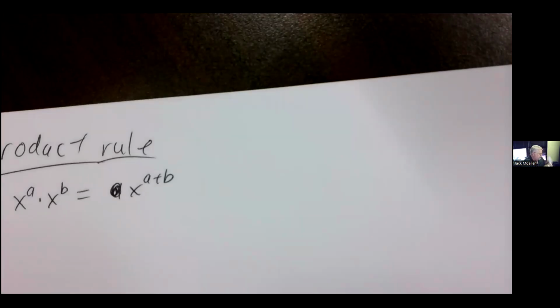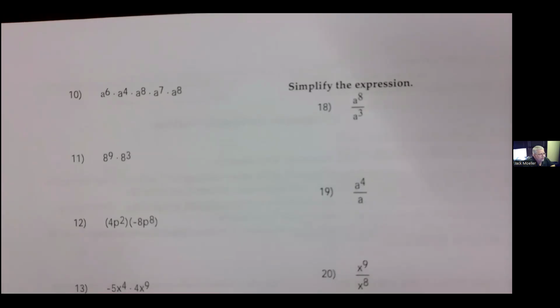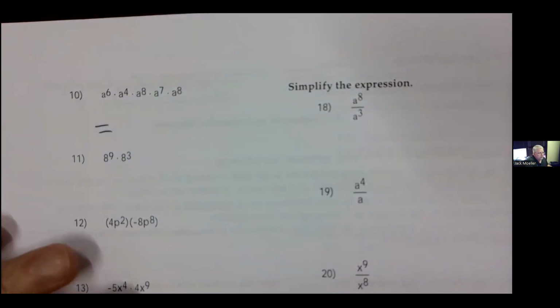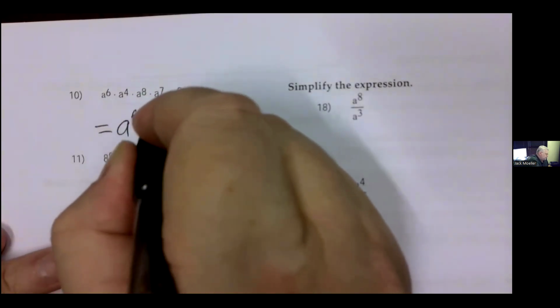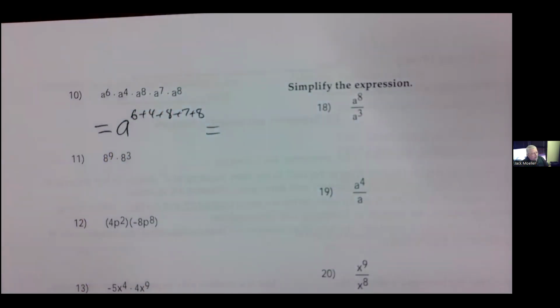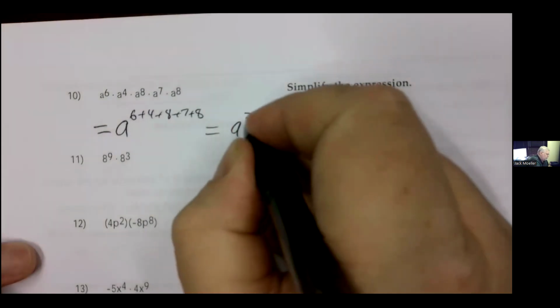So this one looks messy. Number 10, a to the 6th times a to the 4th times a to the 8th times a to the 7th times a to the 8th. Well, it turns out it doesn't matter how many terms we're multiplying, those are all a. So we're just going to add all the exponents. So 6 plus 4 plus 8, 7 plus 8. All right. And it's not cheating to grab the calculator. So add all those up and you get an exponent of 33.